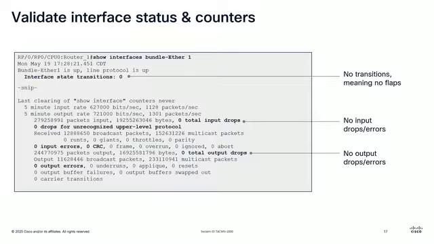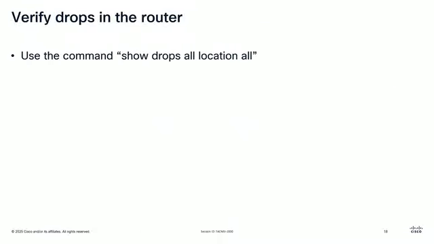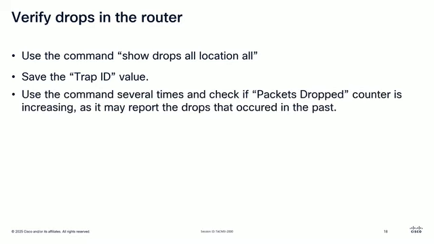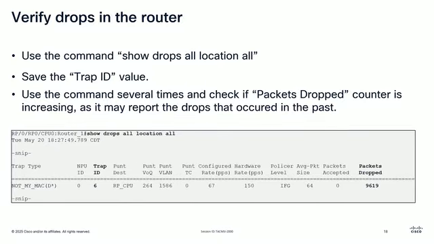The next thing that we need to check is the ingress MPU. To do that, there is a very useful command. The command is show drops all location null. For this specific command, I would like to ask you to save the trap ID value. I will show you in the next output. Another important thing when doing this troubleshooting is to run the command several times. If we see the packet drop counter is increasing, then it means that we are still having the issue. But let's see how the output looks.